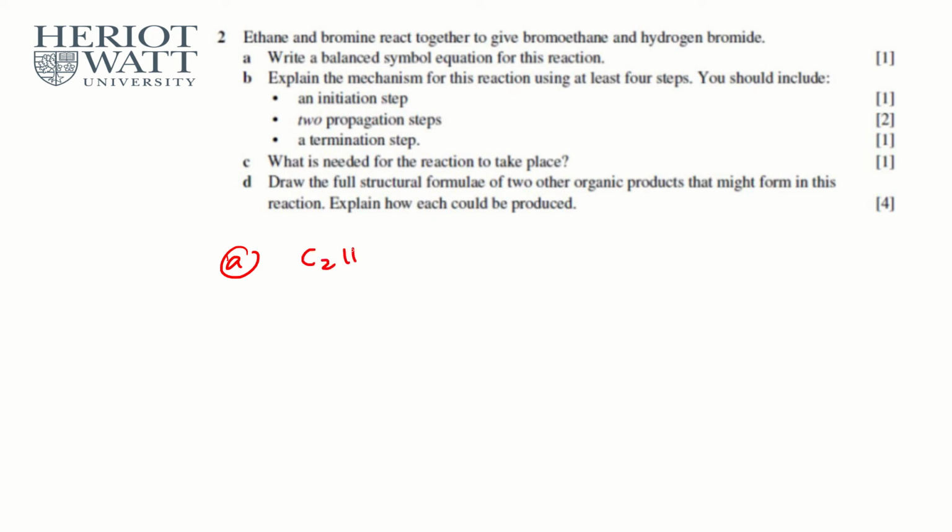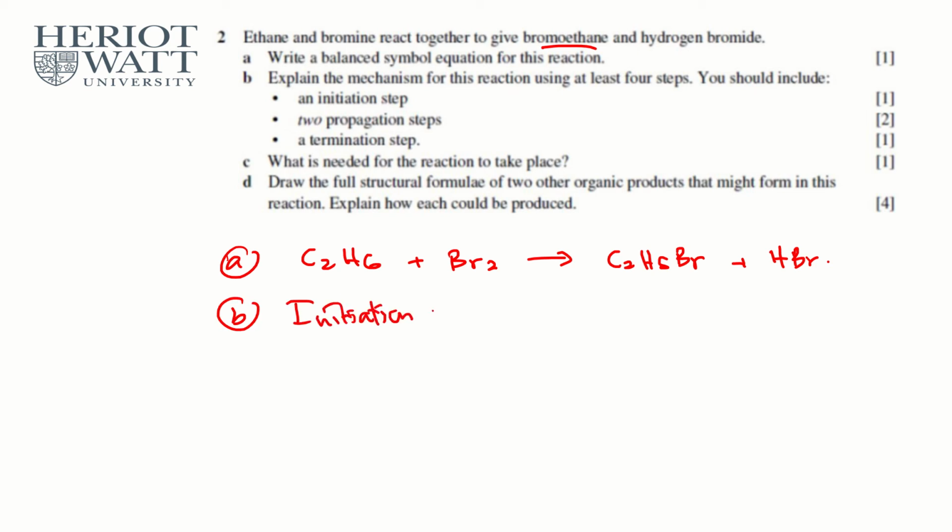So ethane is C2H6, or you may write it as CH3CH3, up to you. And then mix with bromine, Br2, and then you're going to get bromoethane, which is C2H5Br, one of the H substituted, and then you get HBr. So that's the balanced overall equation. For B, work out the mechanism again. So we have initiation. Okay, again, the bromine molecule is going to break into radicals, 2 Br radicals under UV light.